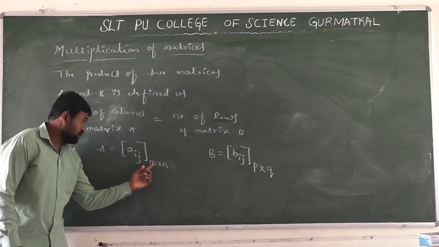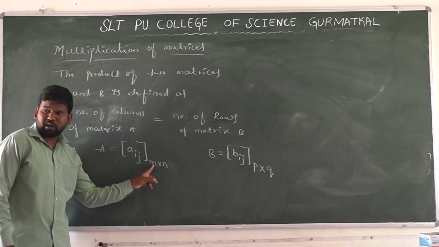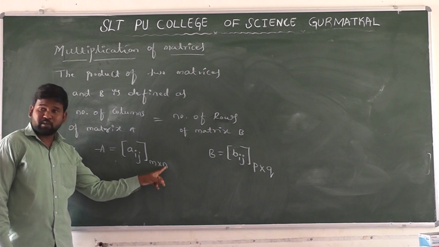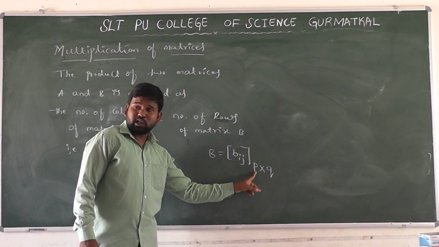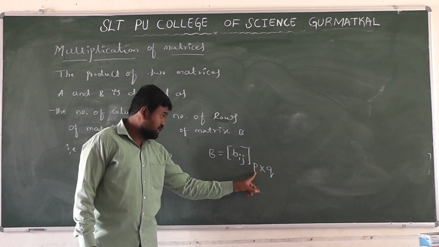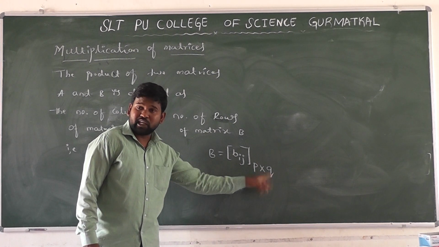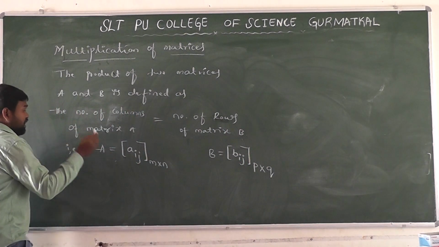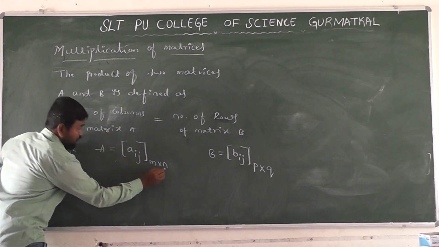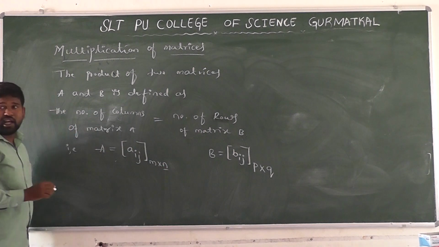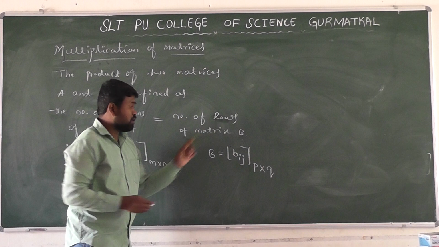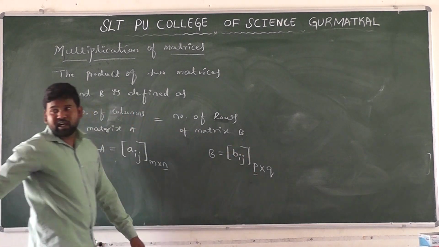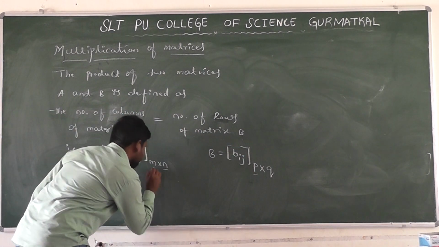Here m denotes the number of rows of the matrix A, and n is the number of columns of the matrix A. For matrix B, the number of rows is denoted by the symbol p, and the number of columns by q. Then the number of columns of the matrix A is denoted by n, and it is equal to the number of rows of the matrix B, which is p, right?